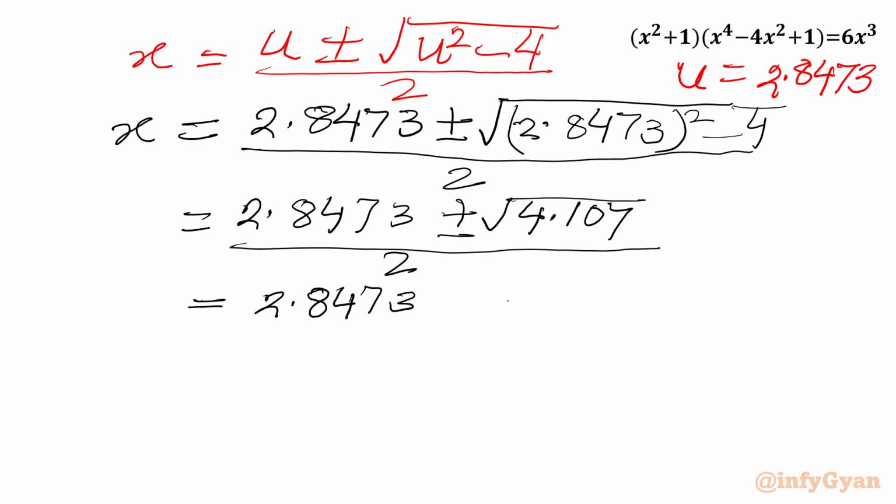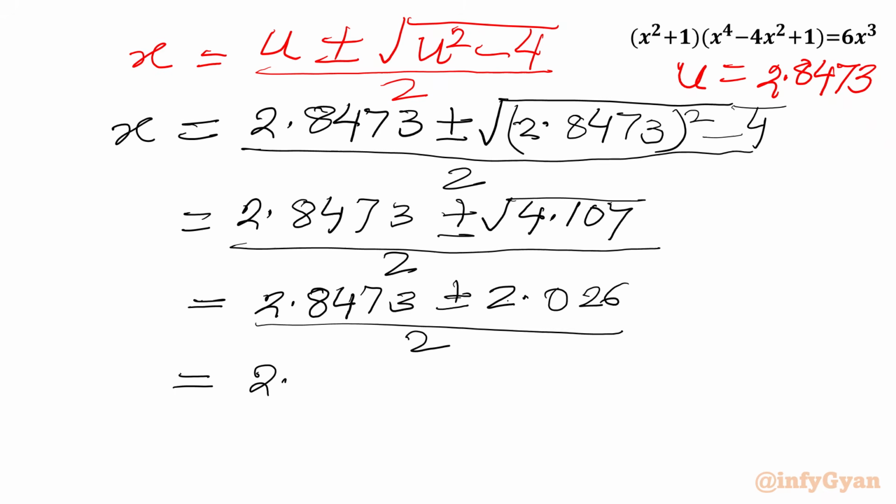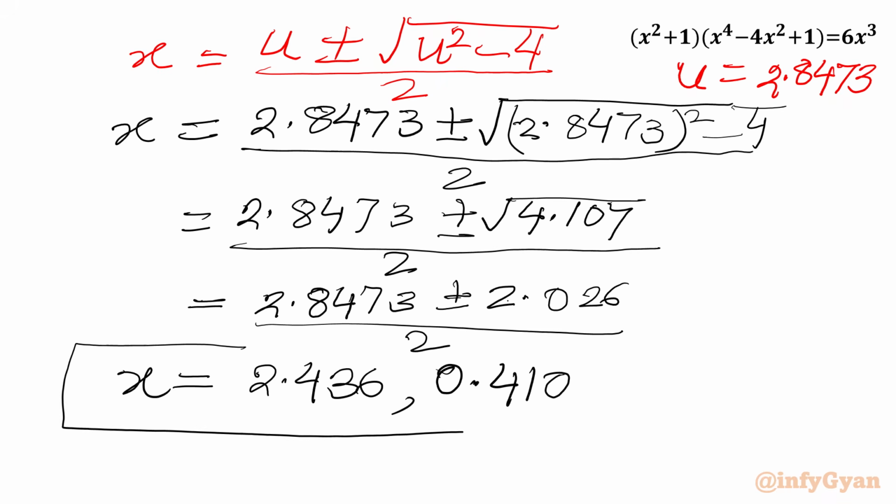2.8473 plus minus 2.026 over 2. With the plus sign, we are going to get 2.436. With the minus sign in between, we will get 0.410. So we have two real x which will satisfy our equation.